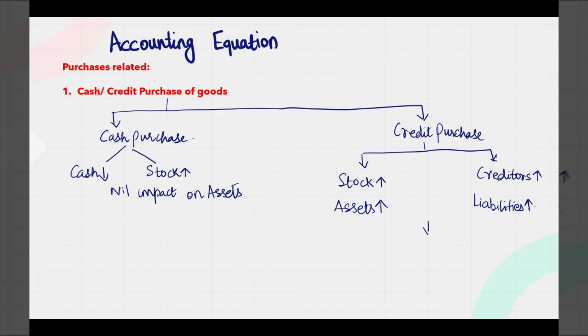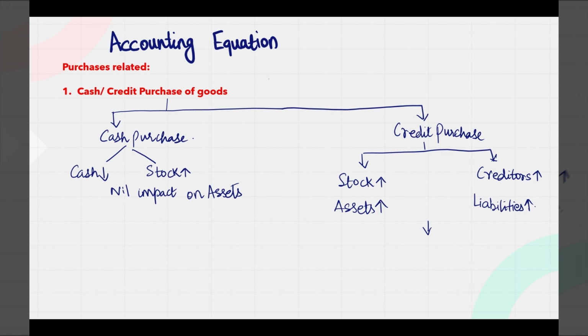So for every transaction, it is to be ensured that this equation, assets equal to equity plus liability, is getting tallied. Only if every transaction contributes to the tallying of this equation will the total, whether it is a trial balance or a balance sheet, tally at the end.